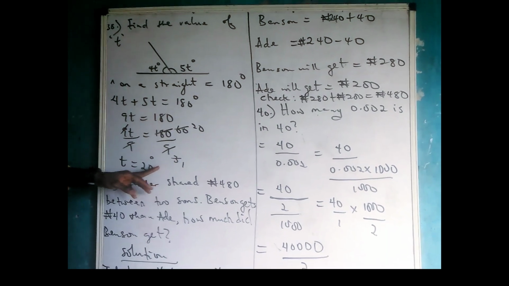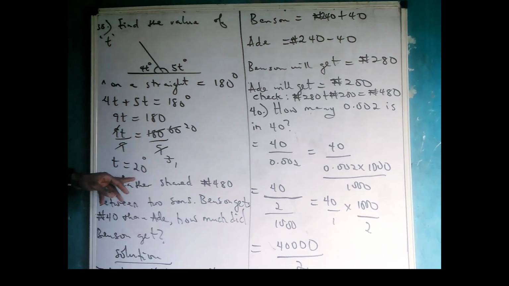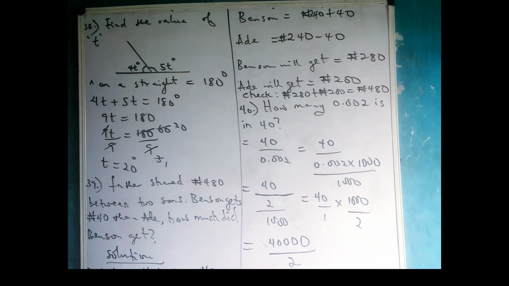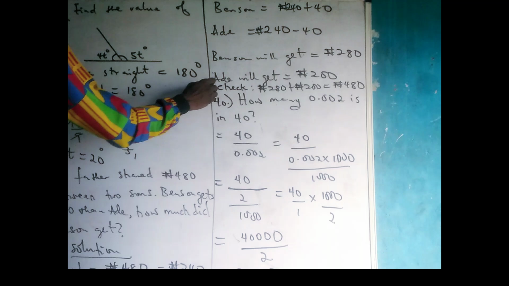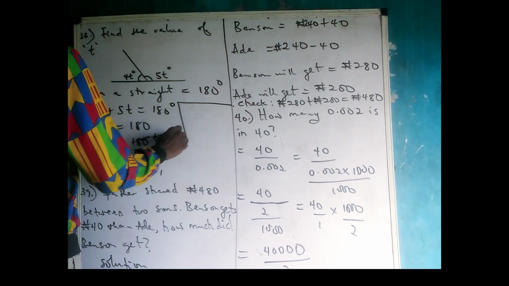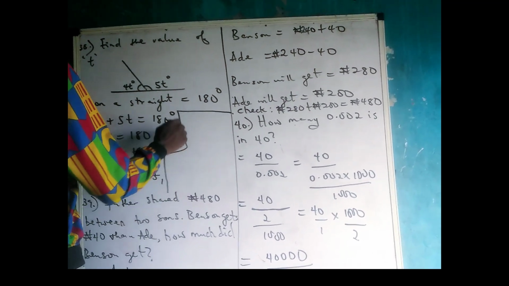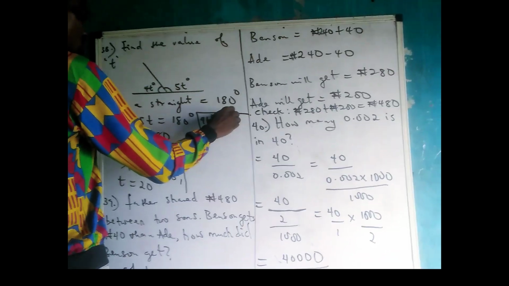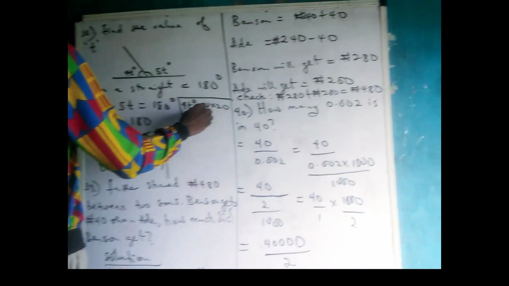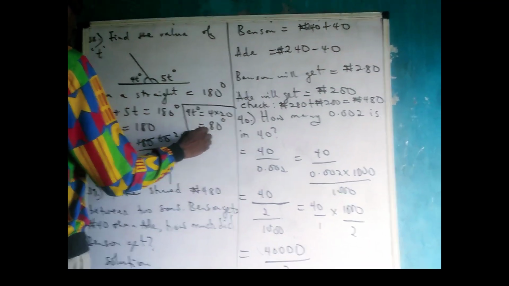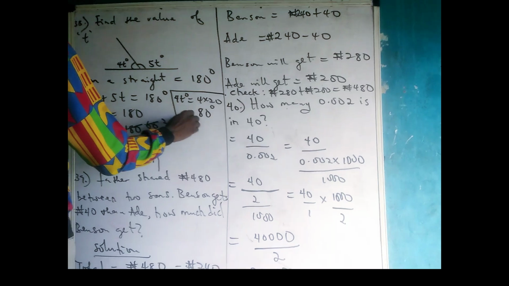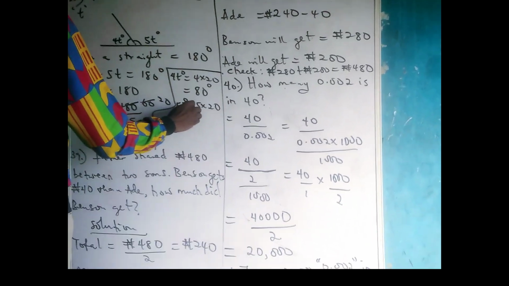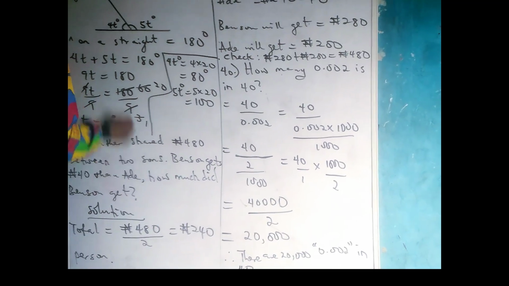Okay, so t is what? 20 degrees. Alright, so now if I want to find the value of those angles, let's say 40 degrees, and that'll be 4 times 20. That's 80 degrees, right? Yes, sir. Then 50 degrees, 5 times 20, that will be 100, right? Yes, sir.